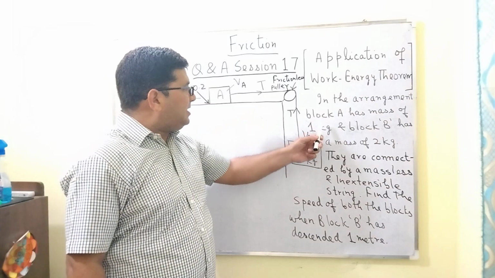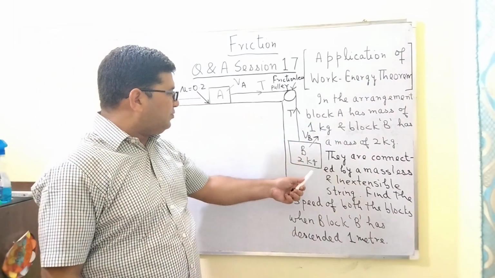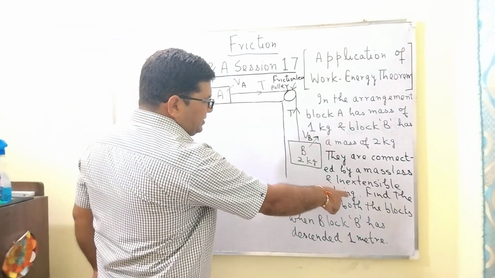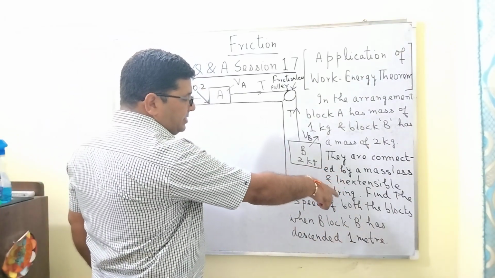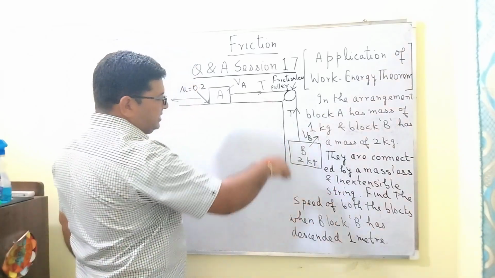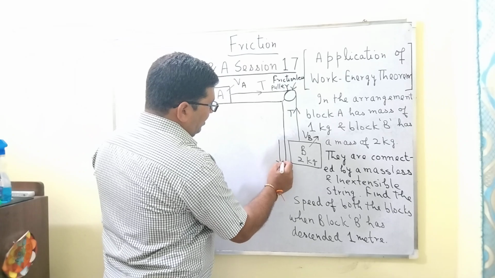So in this arrangement, the block A has got a mass of 1 kg and the block B has got a mass of 2 kg. These two blocks are connected by an inextensible and massless string. So we have to find the speed of both these two blocks when this block B has descended downward by 1 meter.